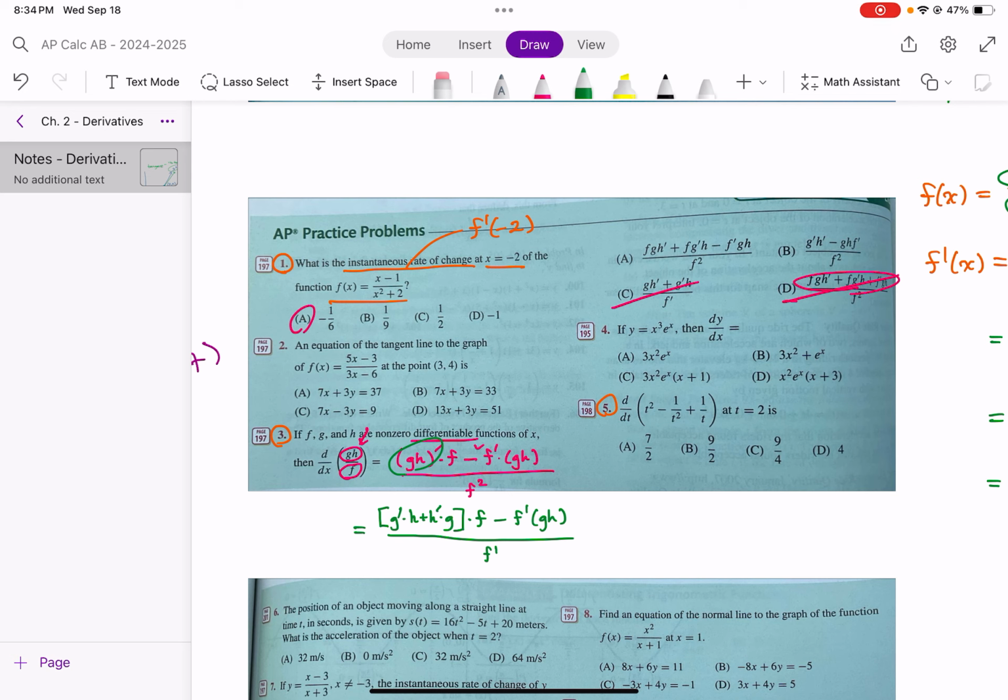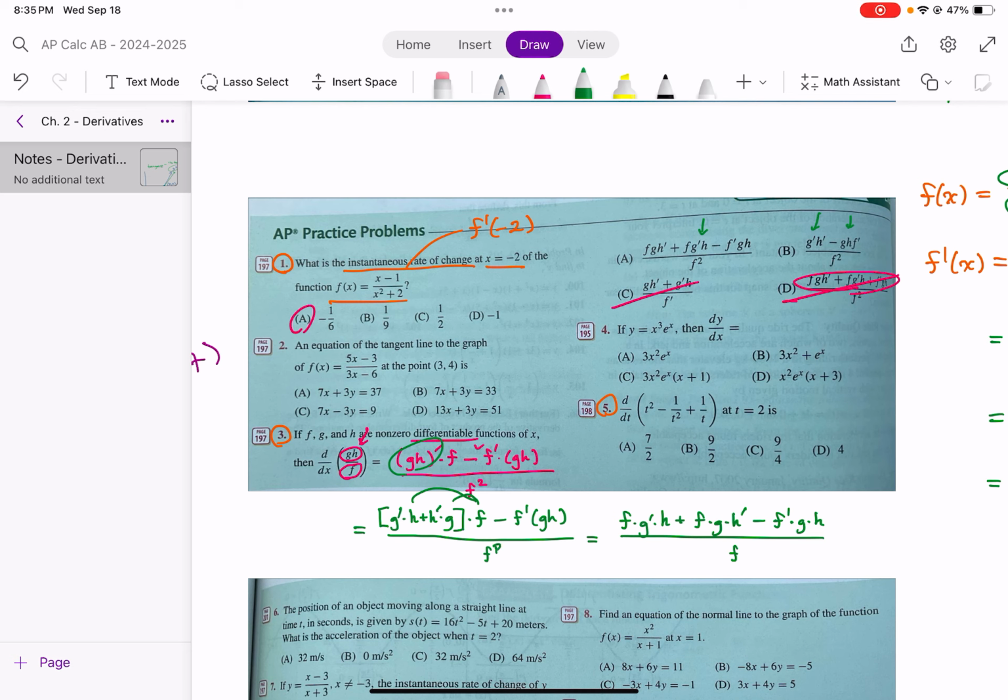Cool. So if I distribute this f in here, which I can do, it's a distribution situation. You want to list these in alphabetical order, right? Notice how it's always FGH or GH. So the first term is F times G prime times H plus F times G times H prime minus F prime times G times H, all over F squared.